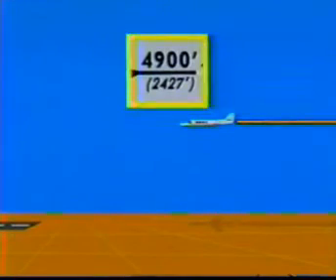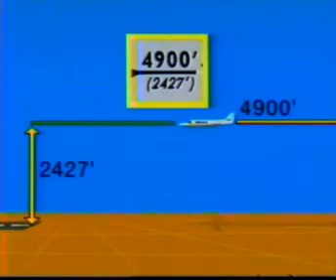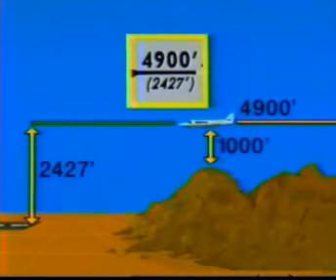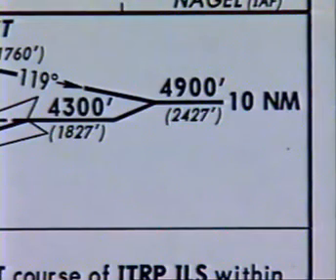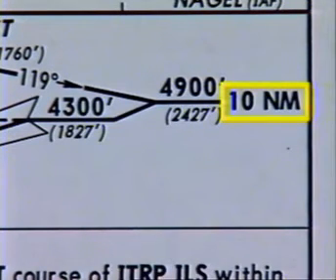For example, when you're flying at an altitude of 4,900 feet MSL on this approach, you are 2,427 feet above the runway touchdown zone. However, since this is part of the initial segment, your obstacle clearance may be as little as 1,000 feet. To the right of the altitude designation is the notation 10 nautical miles, which means the procedure turn must be completed within this distance from Quist.